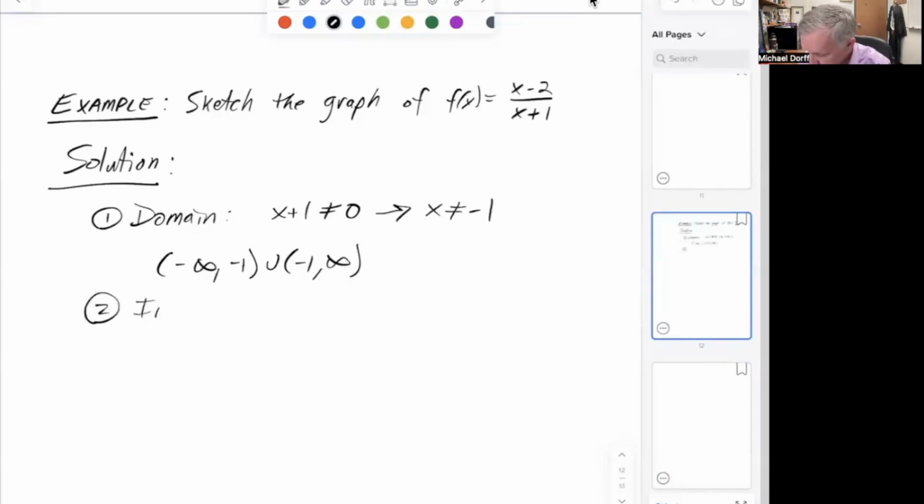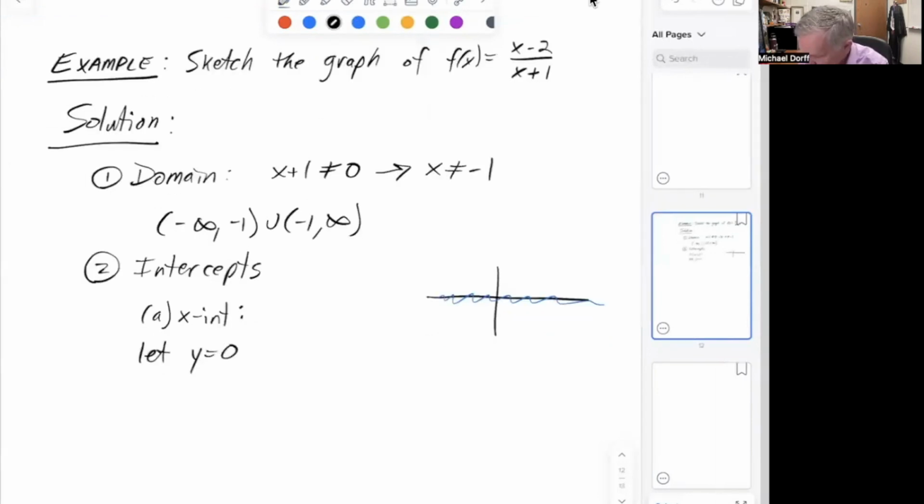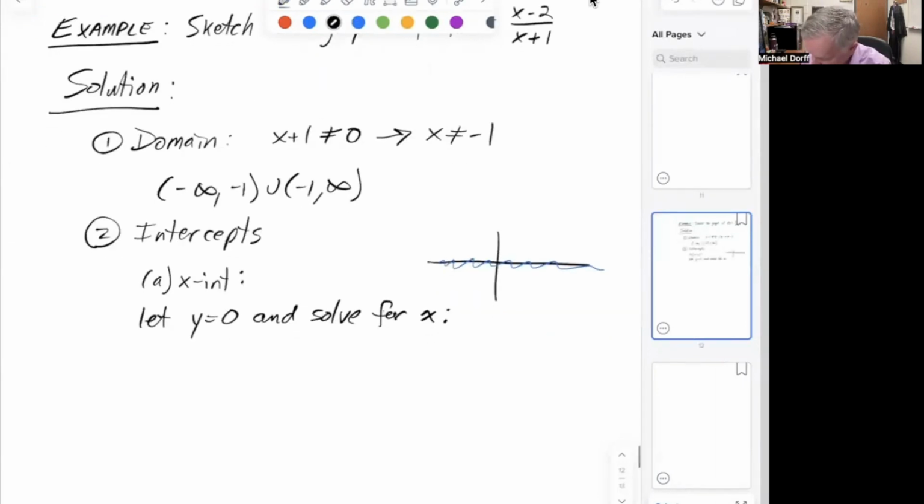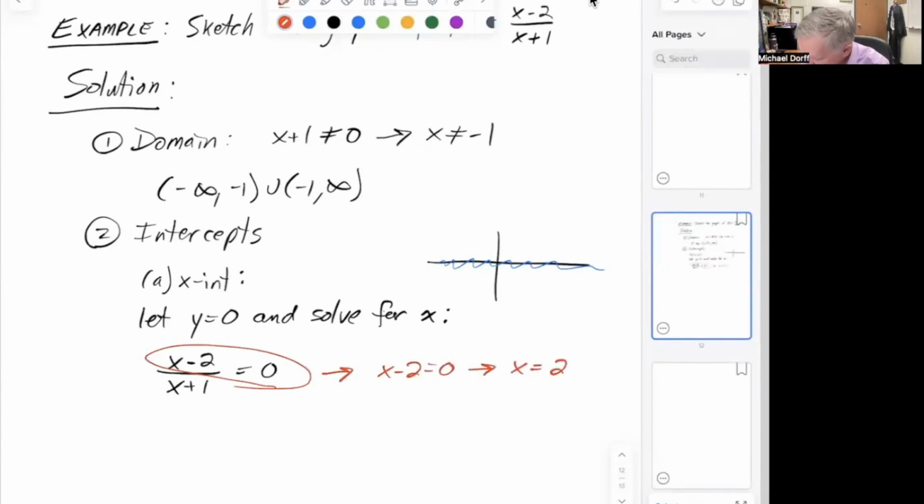Second, we do the intercepts, the x and y intercepts. The x-intercept is where the graph crosses the x-axis. That would be the same thing as when we let y equal 0 and solve for x. So in this case, that's going to be x minus 2 over x plus 1 equals 0. That means I want to let my numerator equal 0. So this is going to give me x minus 2 equals 0, or x is going to equal 2. This then is my x-intercept.